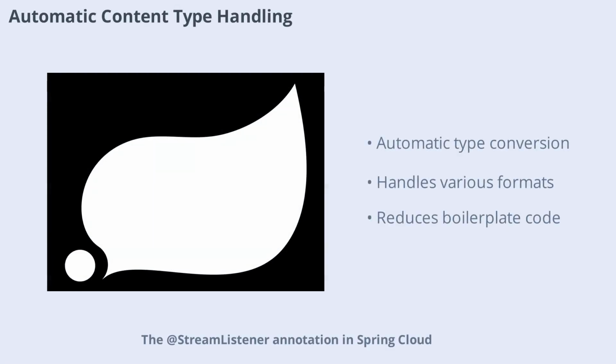The @StreamListener annotation in Spring Cloud Stream provides automatic content type handling. When a message arrives with a specific content type, the framework's message converter mechanism automatically converts the payload to the required type. This reduces boilerplate code and ensures that your application can handle various data formats seamlessly.